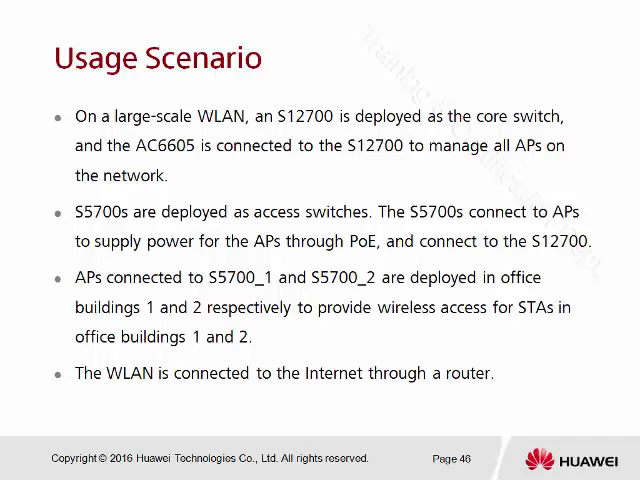On a large-scale WLAN, the S12700 series is one of the Huawei Agile switches, deployed as the core switch. The AC6605 is connected to the 12700 to manage all the APs on the network. The next one is the 5700 series, one of the layer 3 switches in Huawei, deployed as an access switch. The 5700 connects to the APs to supply power through PoE and connects to the 12700.